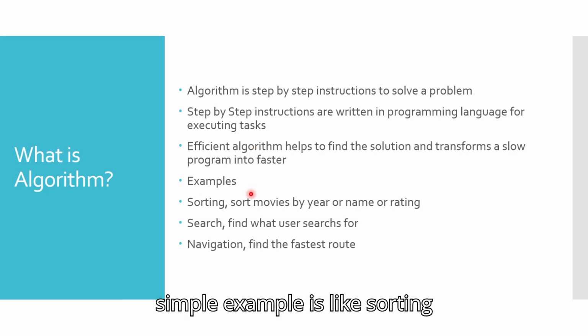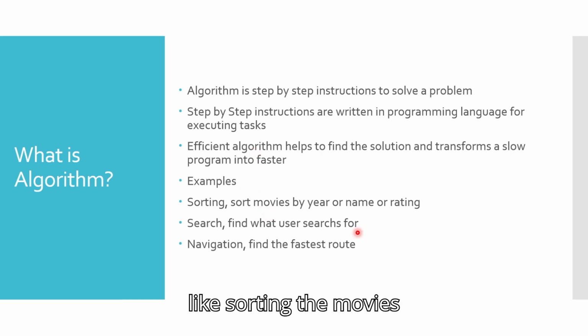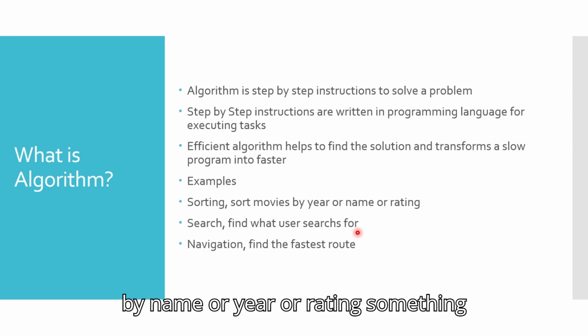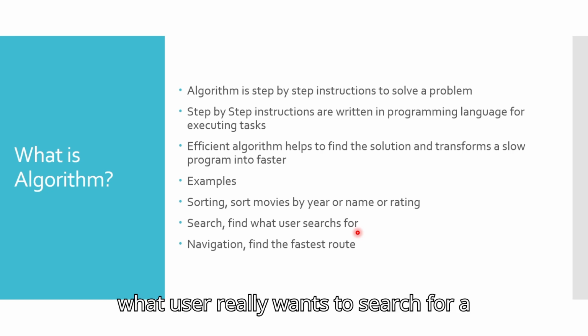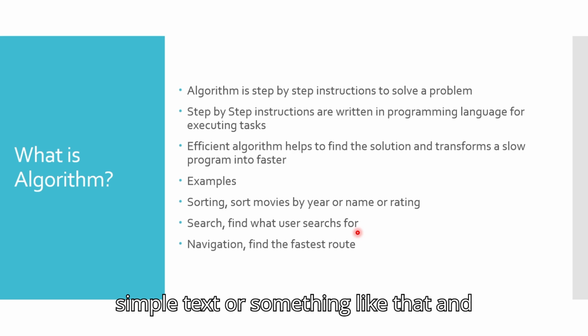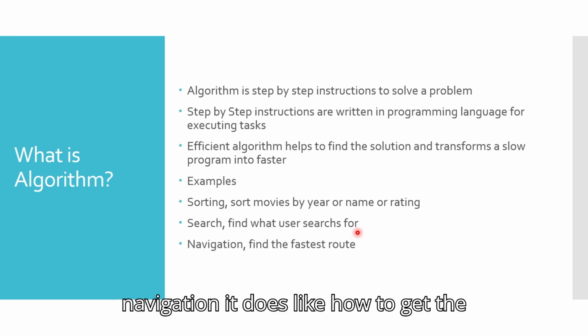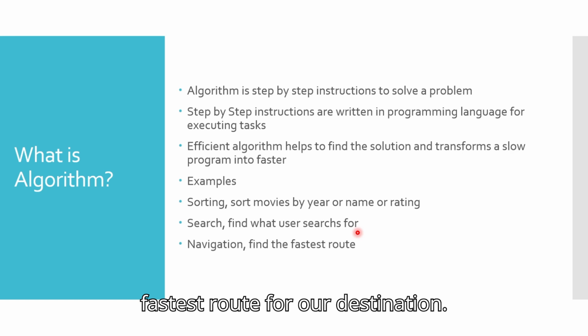A simple example is sorting, like sorting movies by name, year or rating. In the case of search, it's what the user really wants to search for, such as a simple text. And navigation is about how to get the fastest route to our destination.